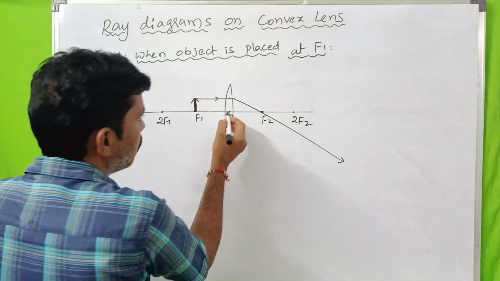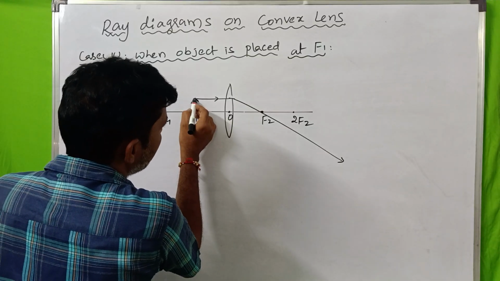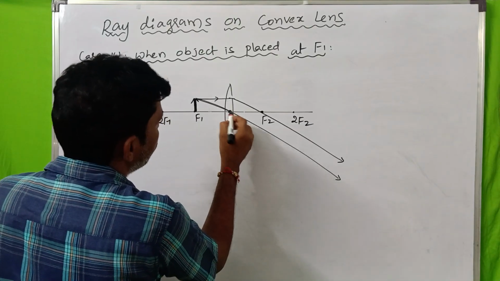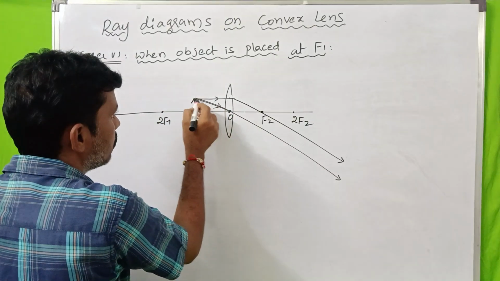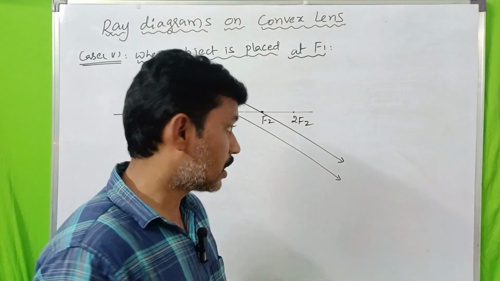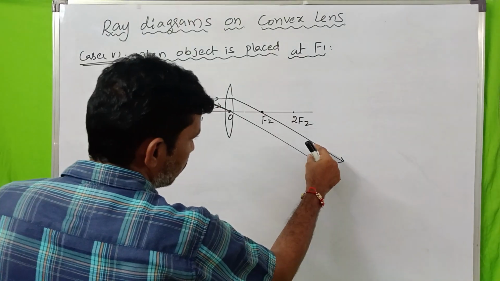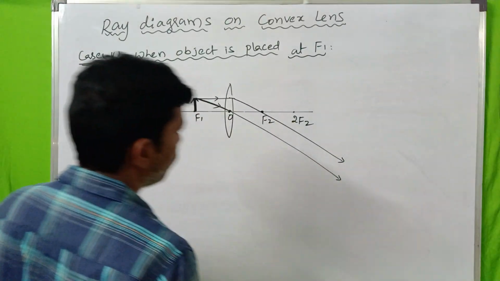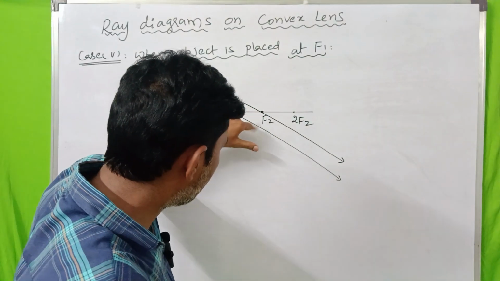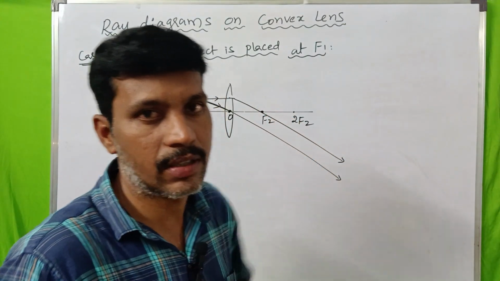Okay, done. Next, the second ray is passing through the optical center, so it is undeviated. When a light ray is passing through the optical center, it is undeviated. Now, if you observe, these two are parallel rays. Even if you extend them, they never meet. The distance between these two rays is the same everywhere. That means these two rays are parallel rays.